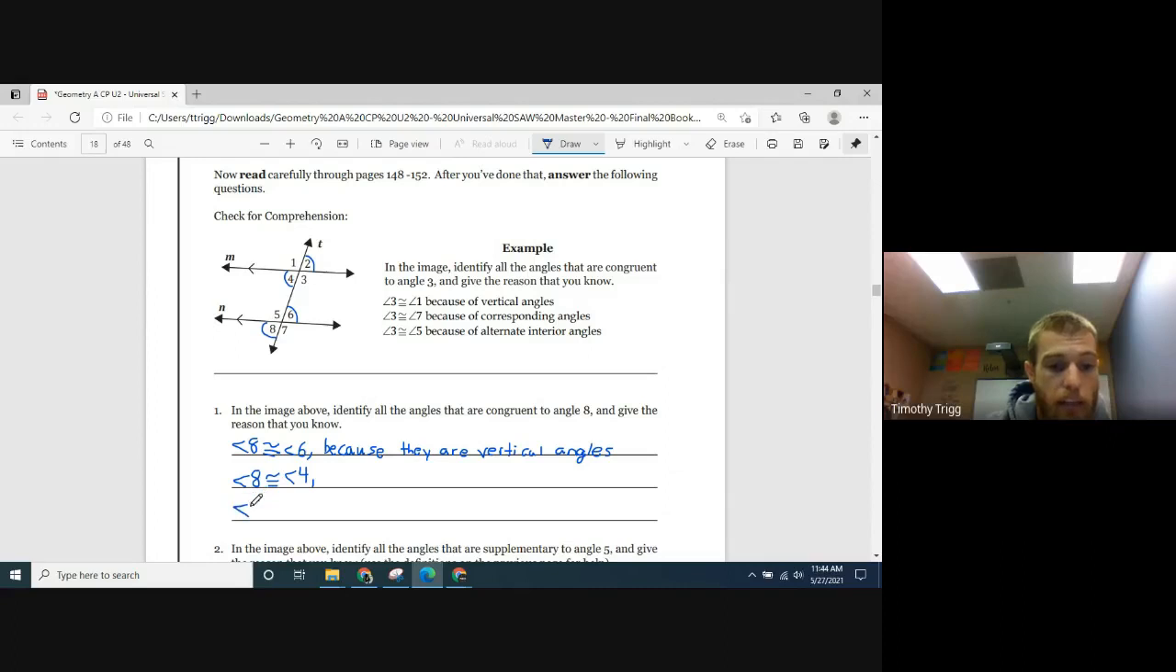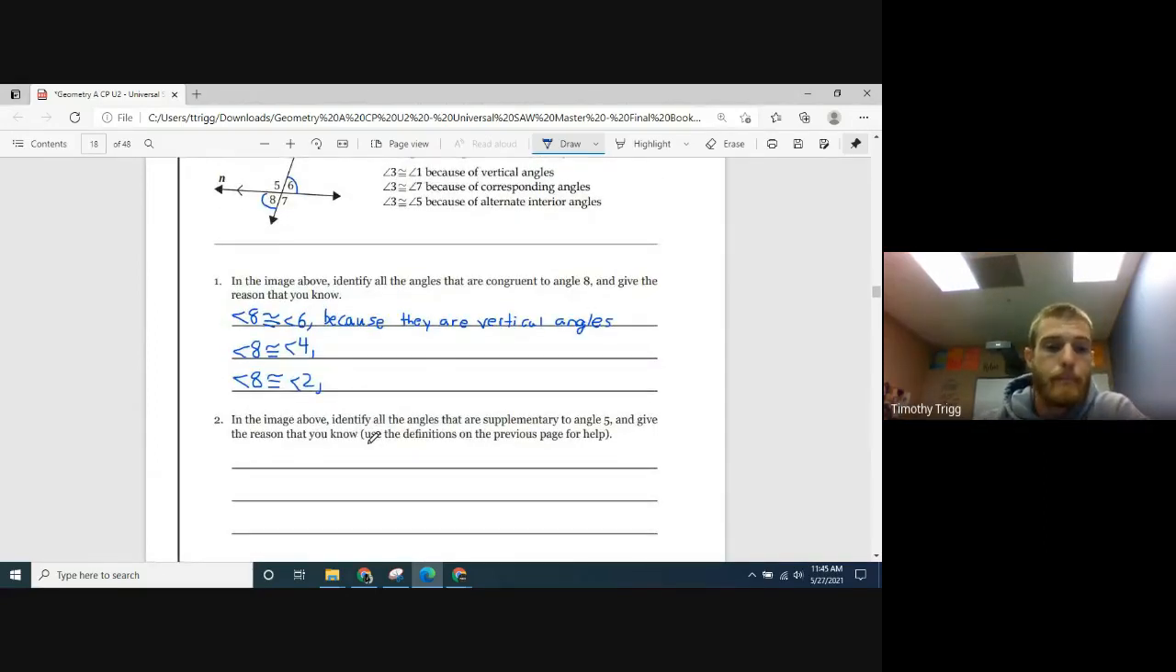And finally, angle 8 is congruent to angle 2 because, well, what's their relationship? In this one, they said alternate interior for 3 and 5. But are 8 and 2 interior? No, 8 and 2 are exterior angles. So we would say angle 8 is congruent to angle 2 because they are alternate exterior angles, right? 8 and 2 in this case are alternate exterior angles. Make sure you write those. So angle 8 is congruent to angle 4 because they're corresponding angles. Angle 8 is congruent to angle 2 because they're alternate exterior angles.